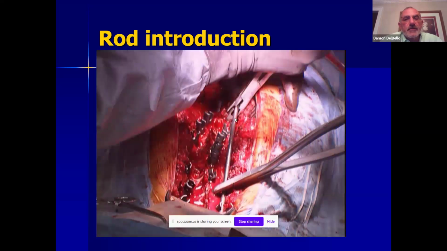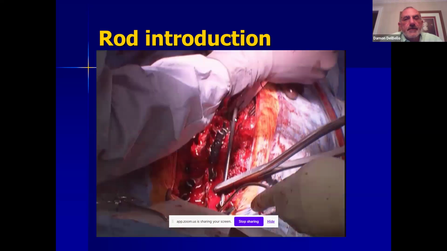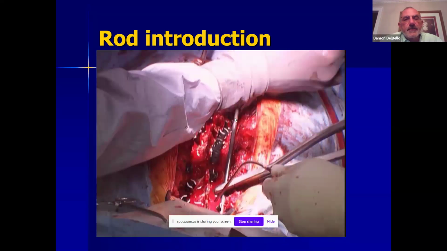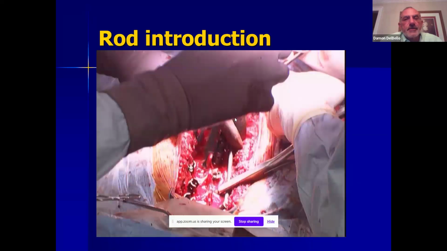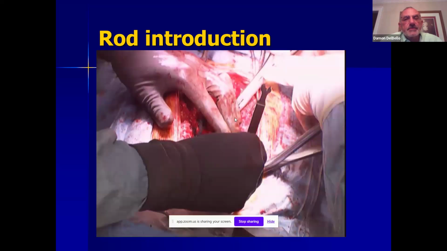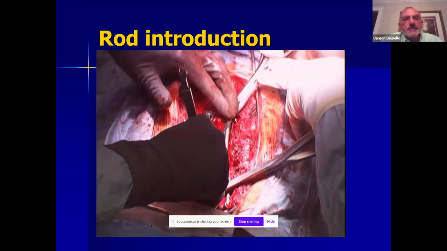And then we're going to rotate the rod into the curve. When we rotate the rod into the curve, we can provisionally attach those apical screws. There we go. Almost. All right.